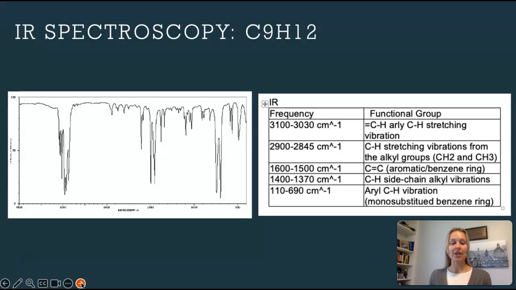The peak to the left at 3,100 to 3,030 shows an aryl CH stretch vibration. The peak at 2,900 to 2,845 demonstrates the stretching vibration of an alkene CH to CH3 bond. Peak 1,600 to 1,500 is the aromatic benzene ring that we discovered in our degrees of unsaturation calculations earlier. And then peaks 1,400 to 1,370 and 710 to 690 show even more evidence of a benzene ring with an alkene side chain.